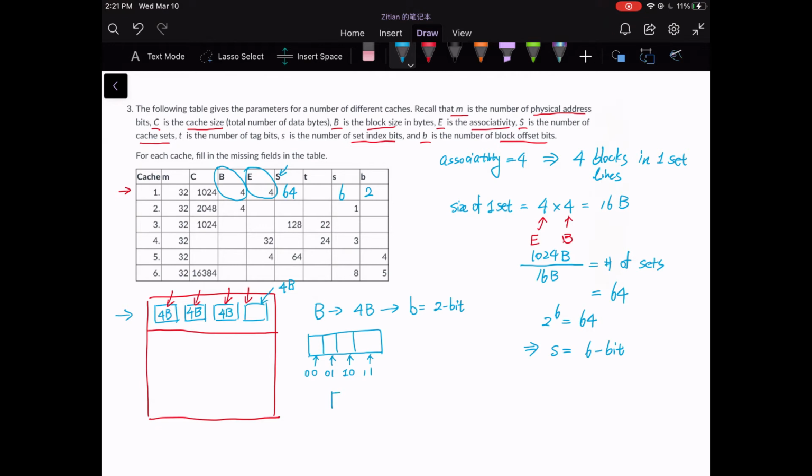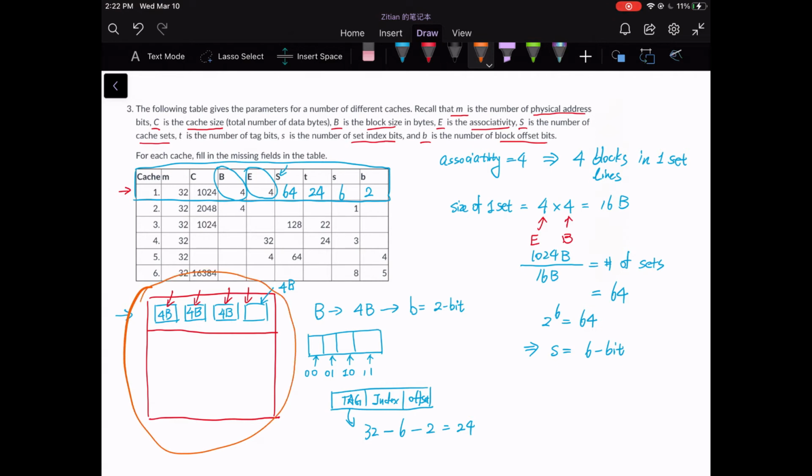And we do know that one physical address consists of tag, index, and offset. So what is the size in bits of the tag? That is equal to 32 minus the bits of index, that is 6, and minus the bits of offset, 2. That's equal to 24. So this is how we do the first example. The rest of the questions are very similar. Just by applying this logic, you can find out the answers to the rest.